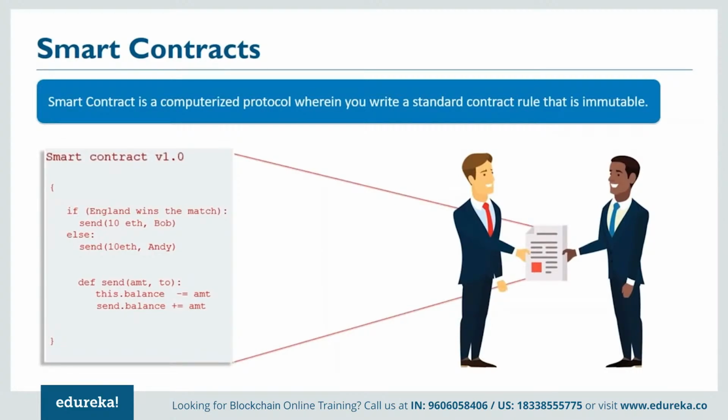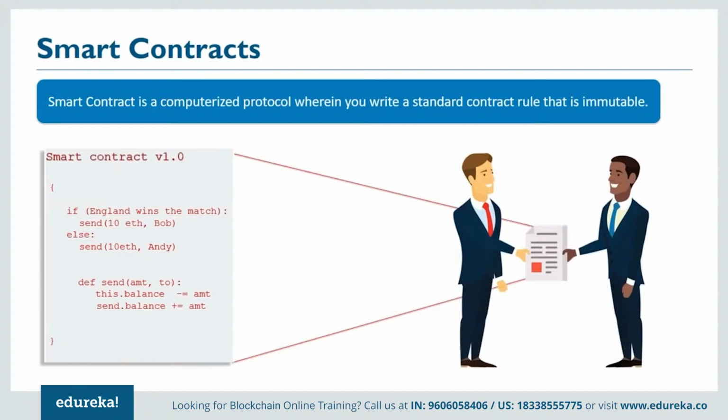Let me give you an example of this. A contract between two parties is written as a code on the blockchain. Now the individuals involved are anonymous, but the contract is public to everyone on the blockchain. So when a triggering event occurs, which in this case is a bet on an ongoing cricket match, the contract executes itself according to the terms of the code. Therefore, if England wins the match, Bob will receive 10 ethers. But if England loses the match, Andy will receive 10 ethers, and both their wallets will be updated accordingly.